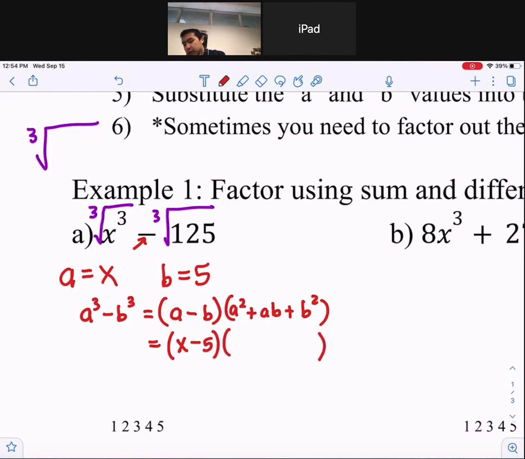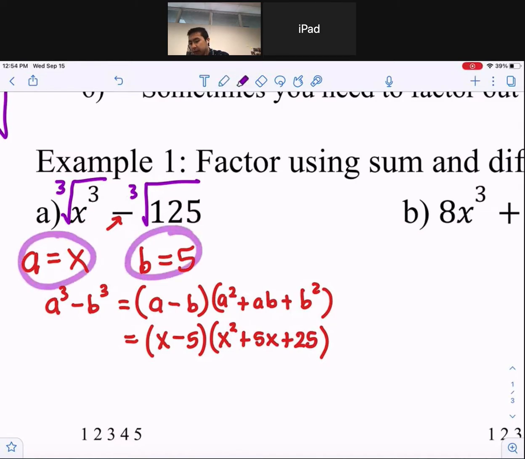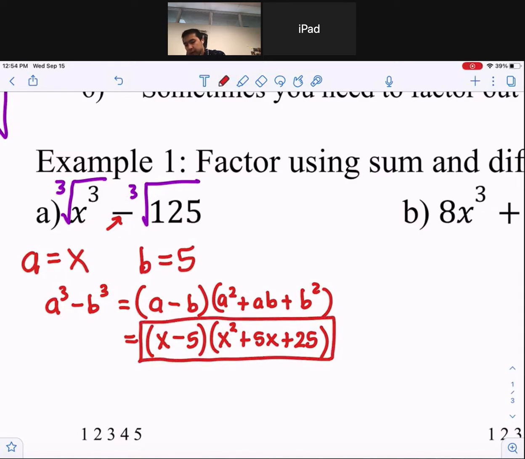A squared, you guys, would be x to the second power. What's our a times our b? Our ab is x times 5, so it's 5x. And then b to the second, well, what's our 5 to the second power? That's 25. So all you guys are doing is plugging in the a and the b into the formula, and then you just simplify. And that is our factors right there.